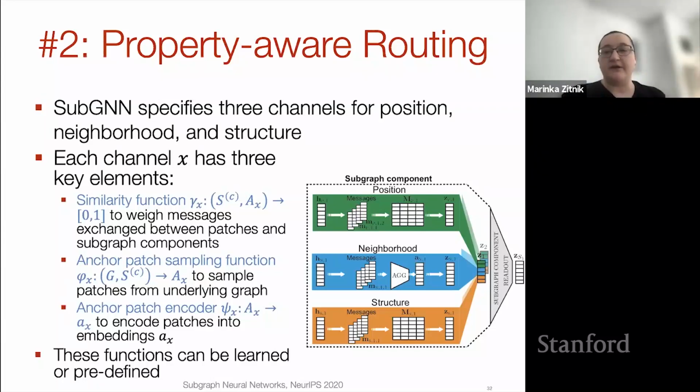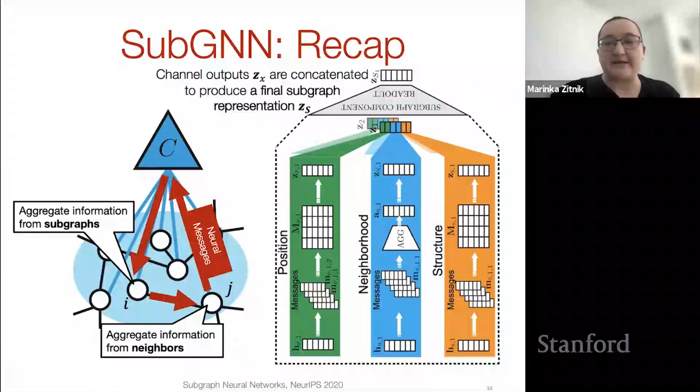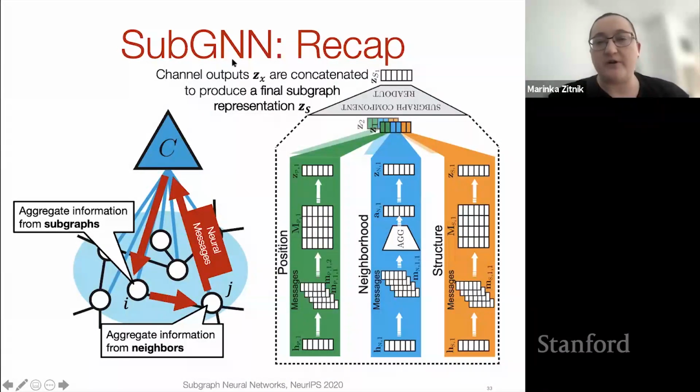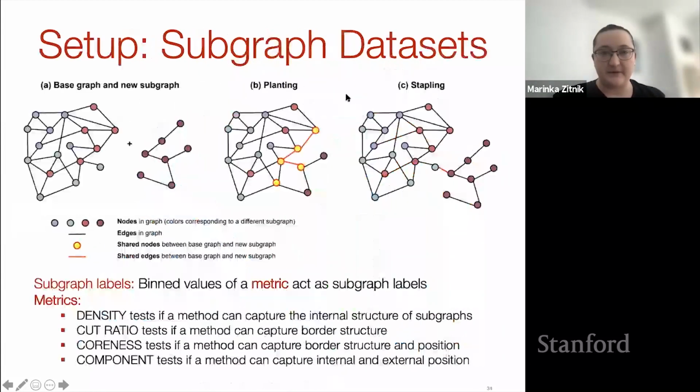And these functions can be learned or predefined. And so the recap of that is that we can think of this problem as the problem of learning subgraph representations as a message passing network that has three distinct channels, and those channels output channel-specific embeddings that are then aggregated to produce a final subgraph representation Z sub S for subgraph S.